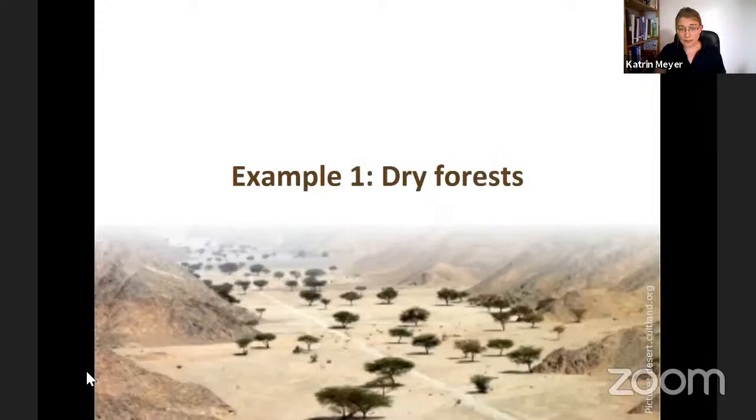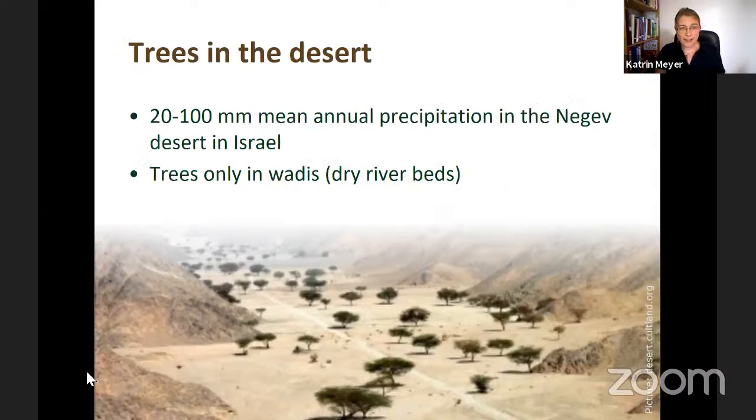Okay, the first example is about dry forests or savannas. Here we are talking about an example from the Negev Desert in Israel, where we have 20 to 100 millimeters of mean annual precipitation in this area. So that's really not much.